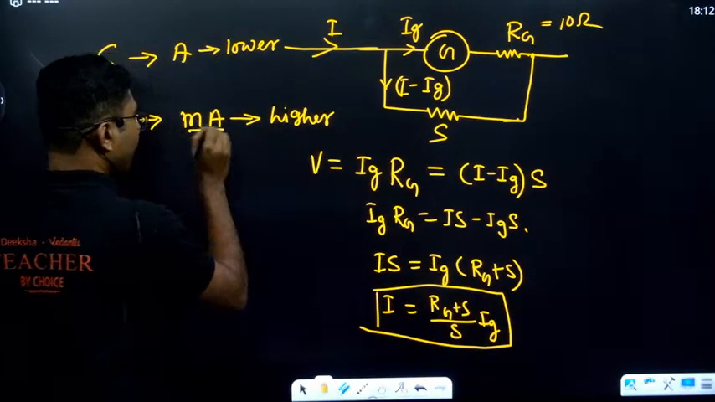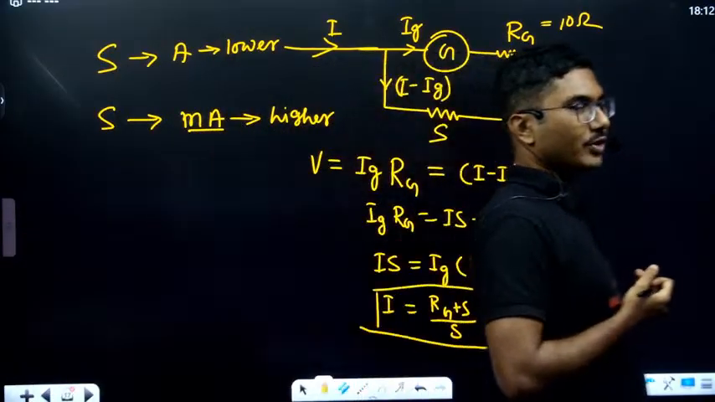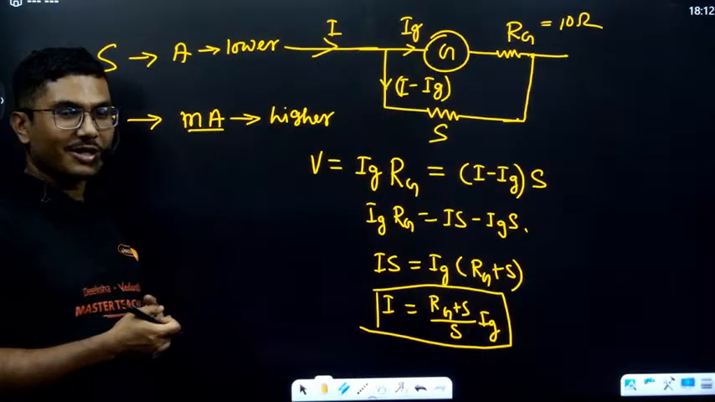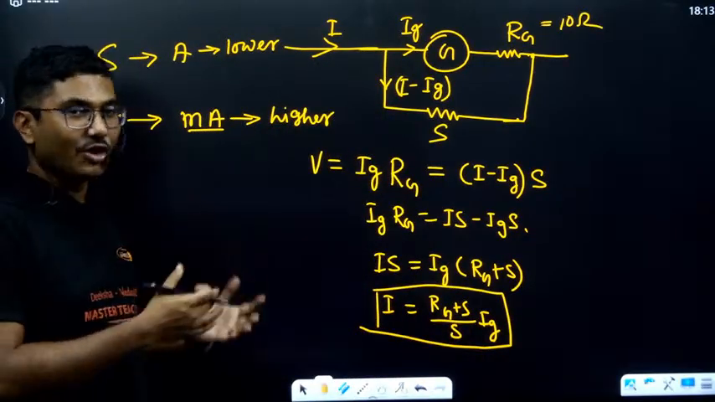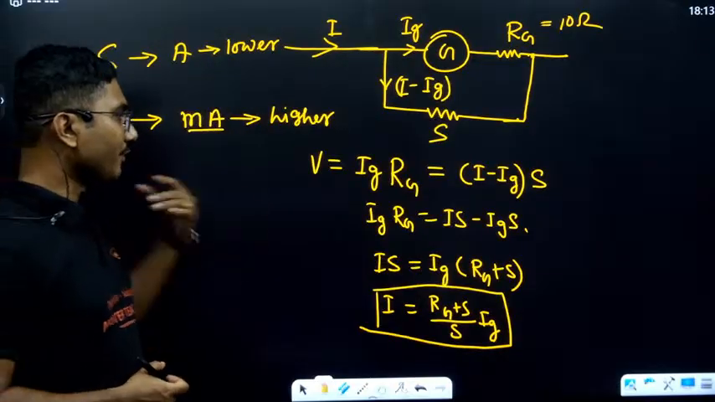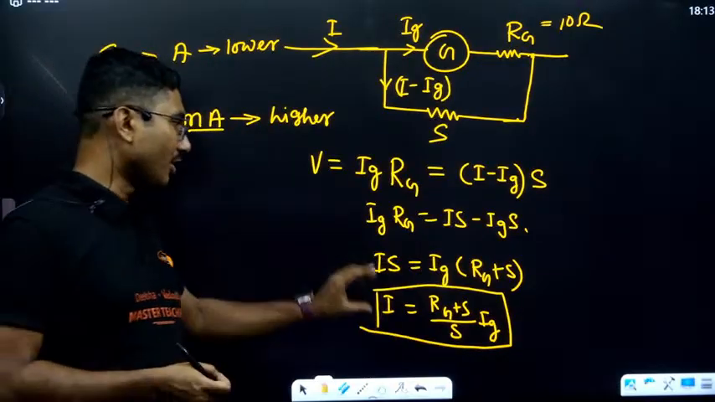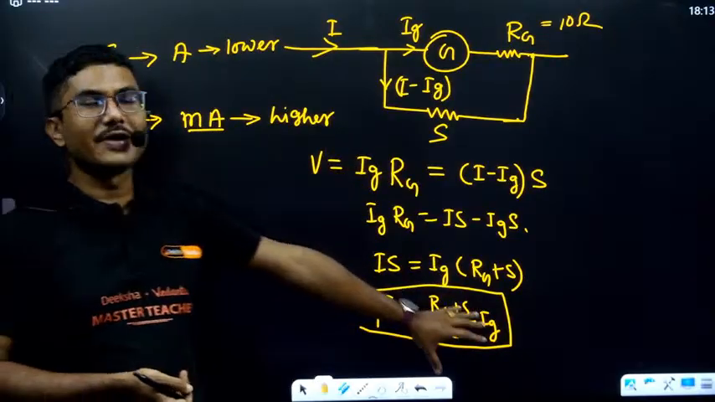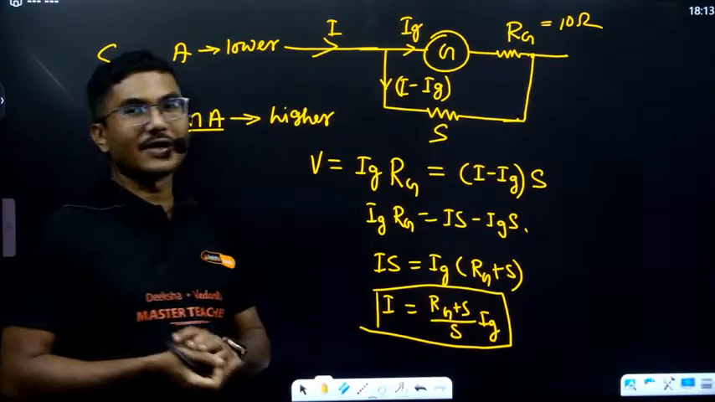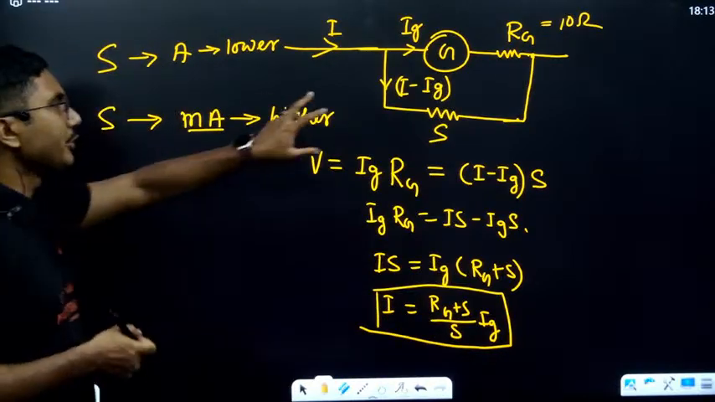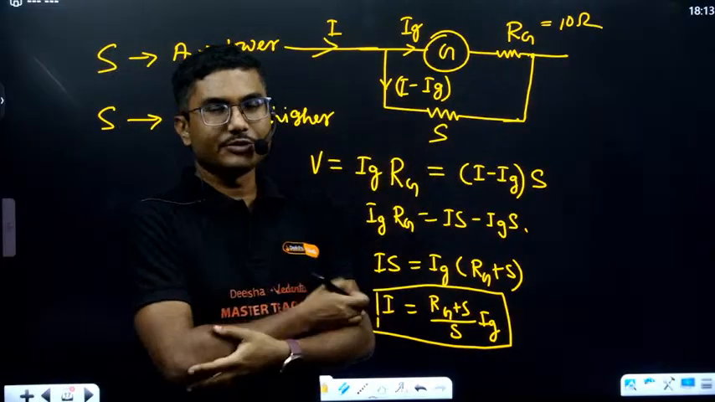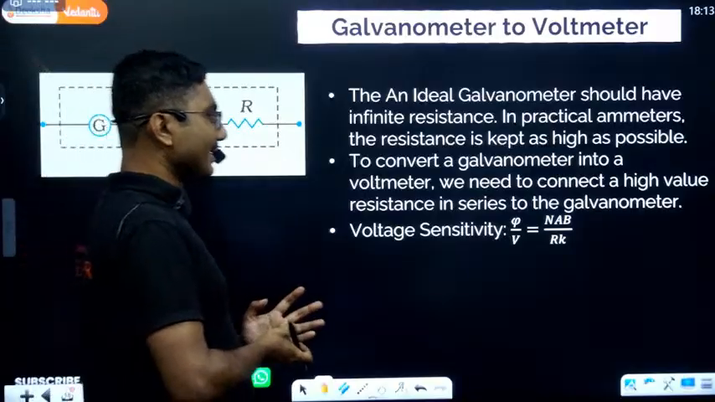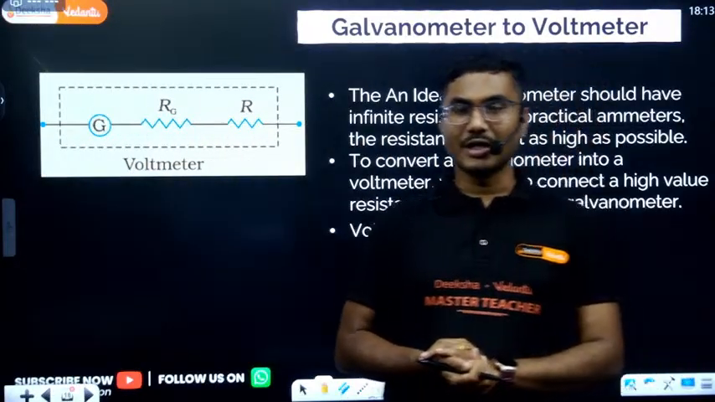It is a very tricky question, where students will think that if the current rating is smaller, we need a smaller shunt resistance. Actually not, it is exactly opposite. If the current you want to measure is smaller, the shunt you require will be relatively higher, because Ig and Rg values are fixed. The only thing you need to do is change the shunt value, and correspondingly change the scale and measure current. Interesting, isn't it?